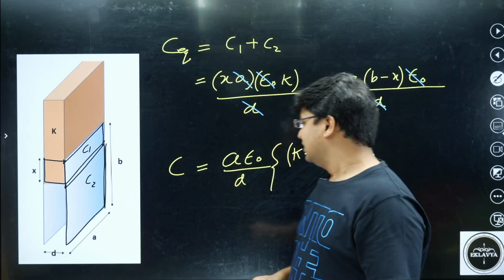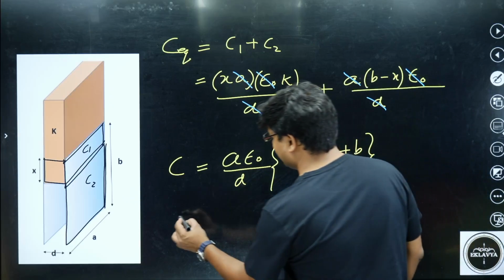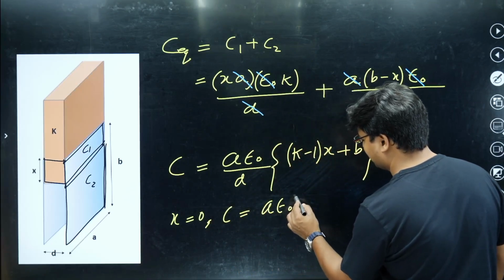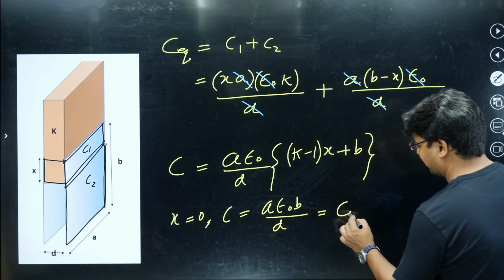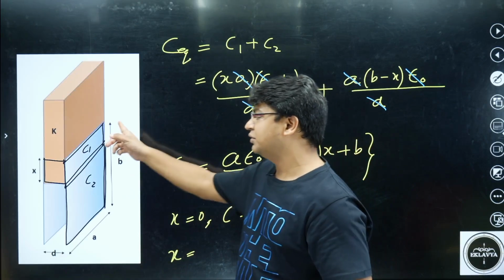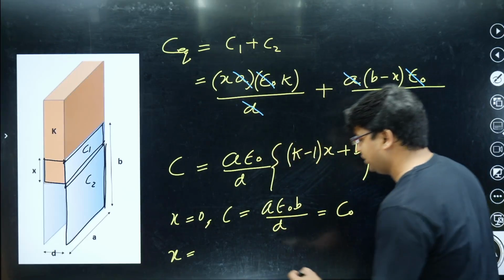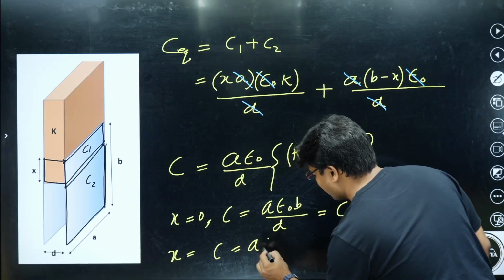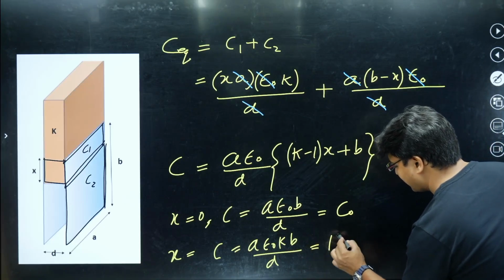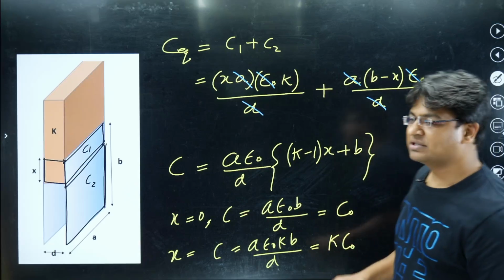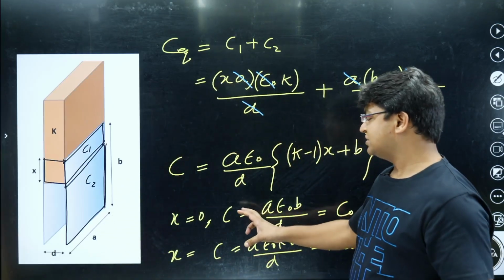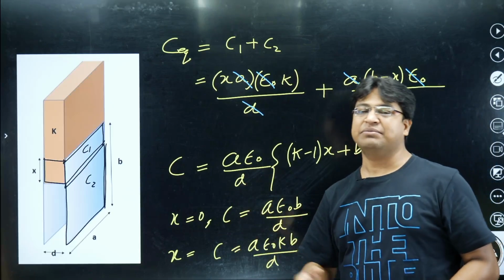Okay, when X is 0, you can say that the capacitance that we have is A epsilon naught B by D, which is the default thing that we write. Let it be C naught. Okay, and when X attains maximum value, the maximum value will be equal to B. So when X becomes equal to B, we get the capacitance as A epsilon naught K into B by D. Okay, which basically becomes K times the initial value. So what we can say is this, that as X is increasing from 0 to B, the capacitance is increasing from C naught to K times the initial value.